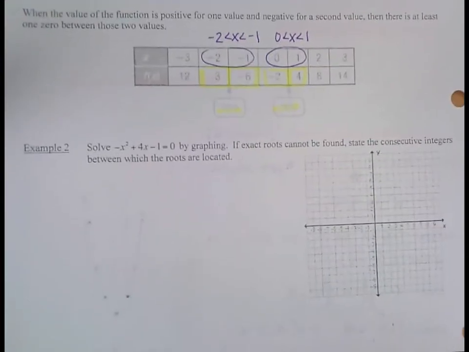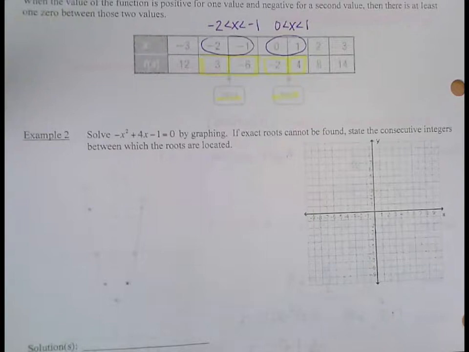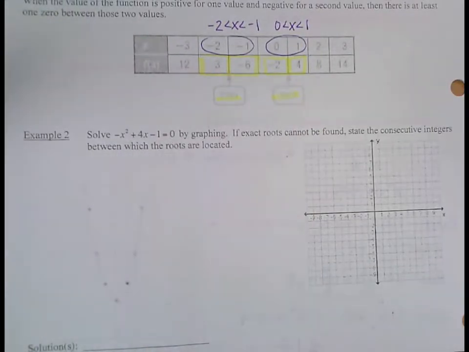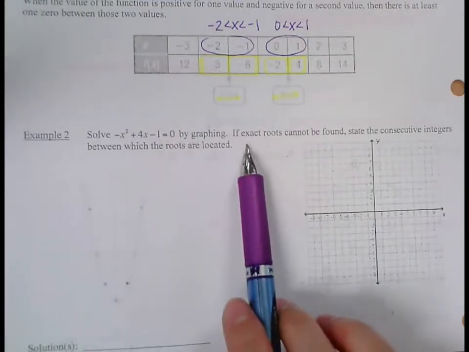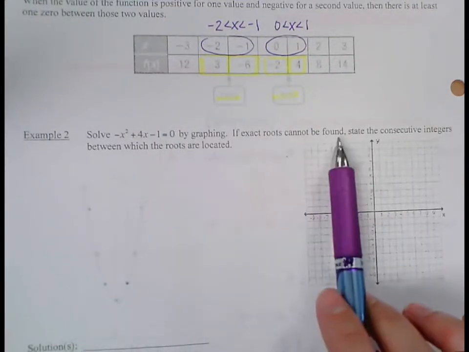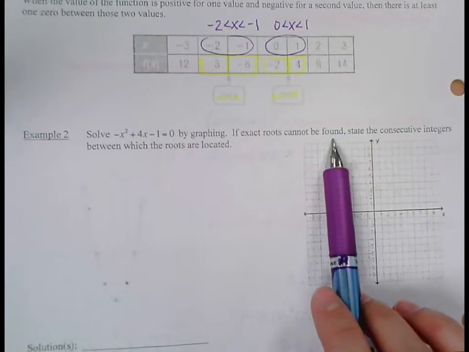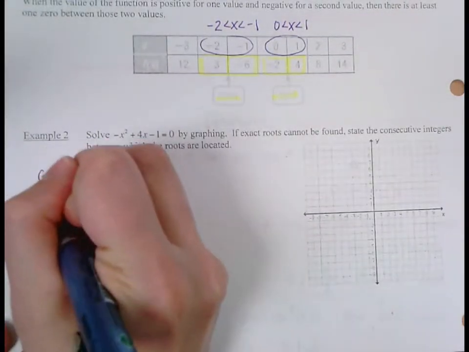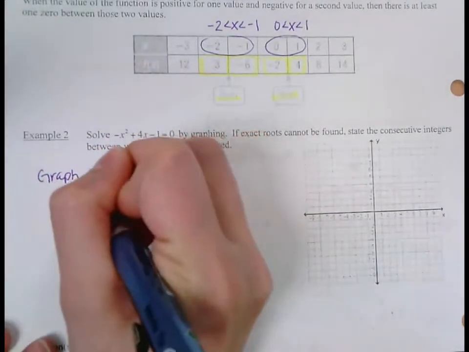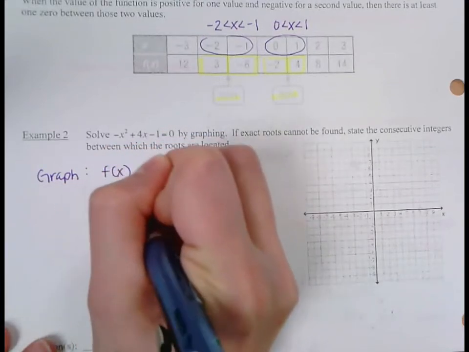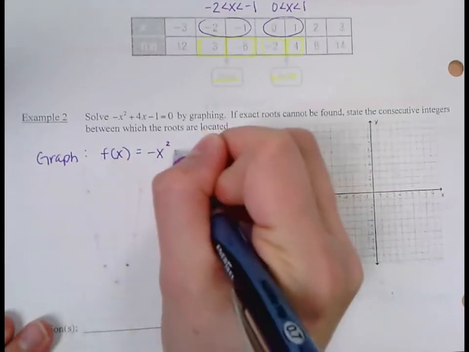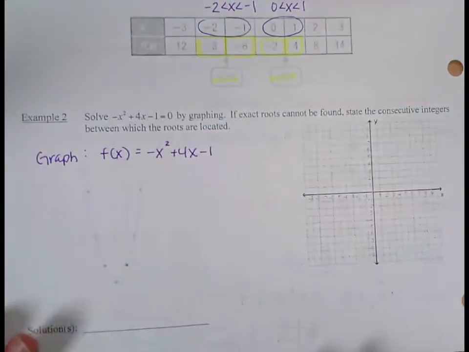So I have a second example for us to look at, just to review that process. Here we're going to solve this equation. It's already in standard form by graphing. And you'll see in the directions, it's going to say if exact roots cannot be found, like we found in example 1, you state the consecutive integers between which the roots are located. So we can go ahead and graph the related function, which would be f of x equals -x² plus 4x minus 1.